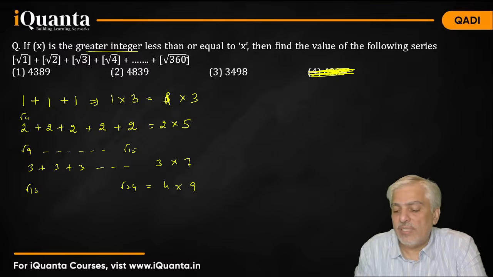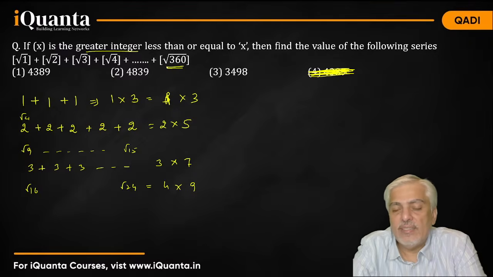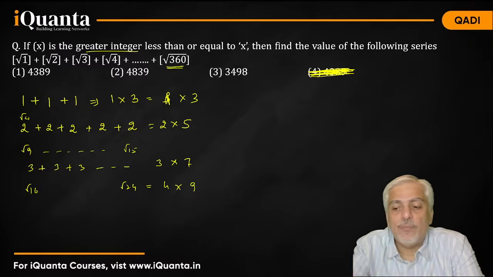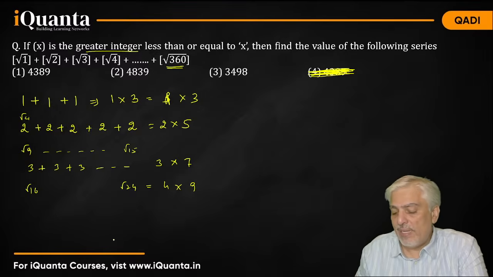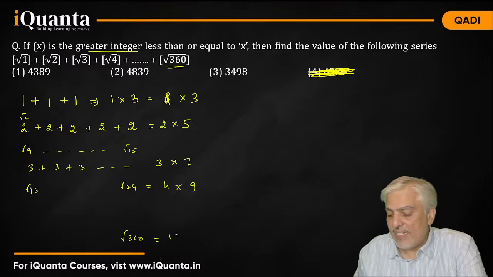Last is root 360. Root 360 will be 18 point something, just before root 19. 361 का root 19 है, so before 361 का square root. So last will be root 360 will be 18. So 18 will come how many times?